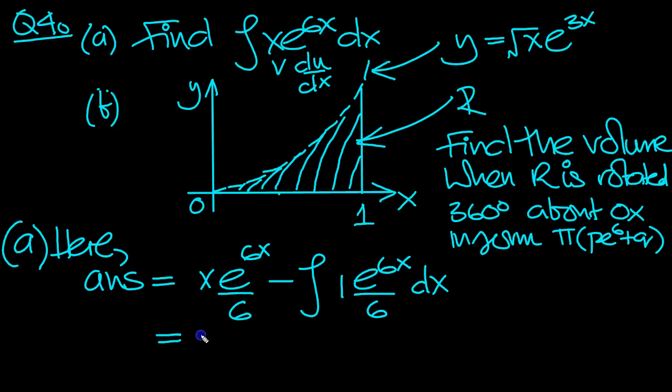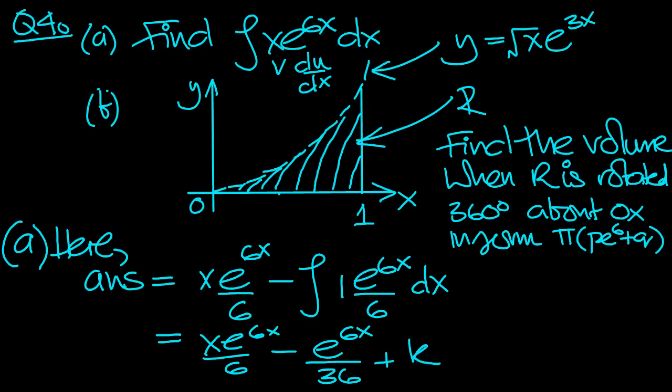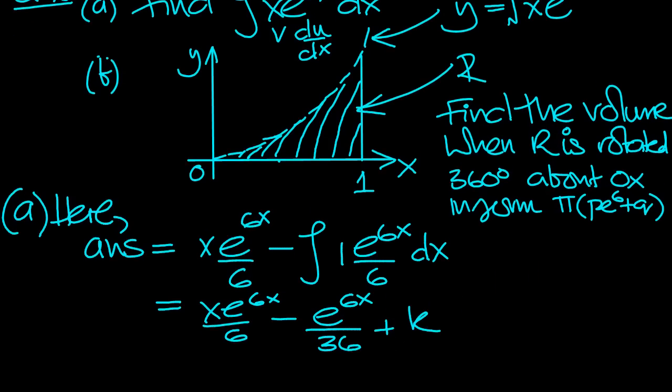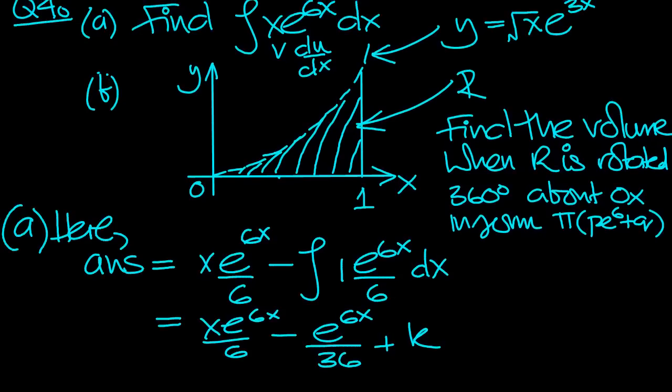So that's equal to x e to the 6x over 6 minus e to the 6x integrated then, e to the 6x, and another 6 comes underneath to be with the 6 already there, plus a constant of integration. So that's what we've got then. So that's that integration done.